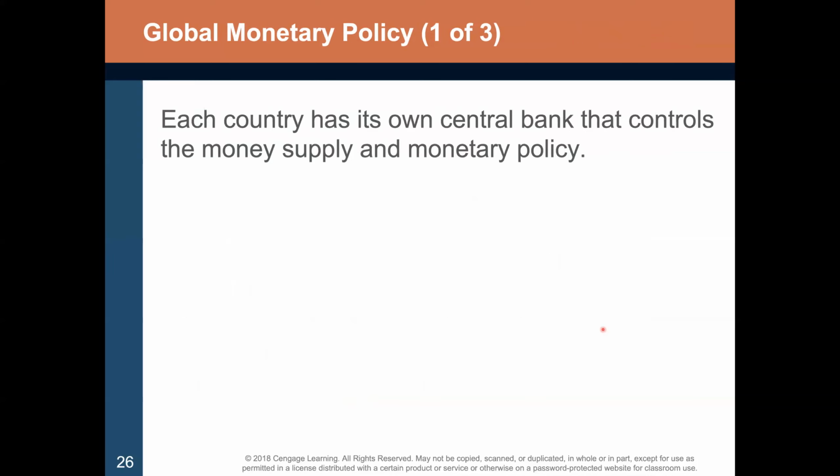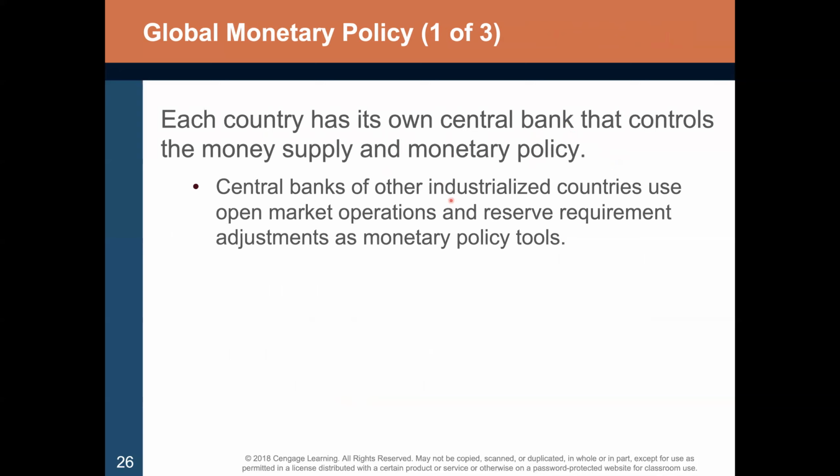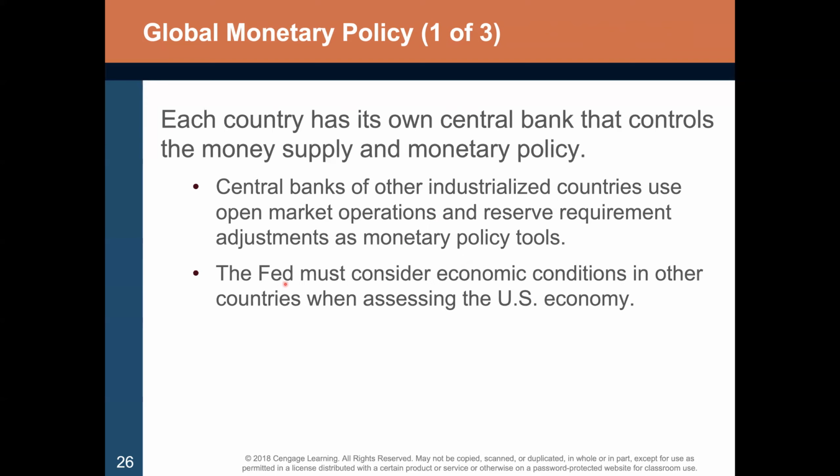Now a word on global monetary policy. Each country has its own central bank, like our Federal Reserve. There's the European Central Bank, the Bank of England. They control the money supply and monetary policy: the Bank of England for England, the European Central Bank for the European bloc or European Union. Central banks of other industrialized countries use open market operations and reserve requirement adjustments as monetary policy tools, just as the Federal Reserve does. The Fed has to consider economic conditions in other countries when assessing the US economy.